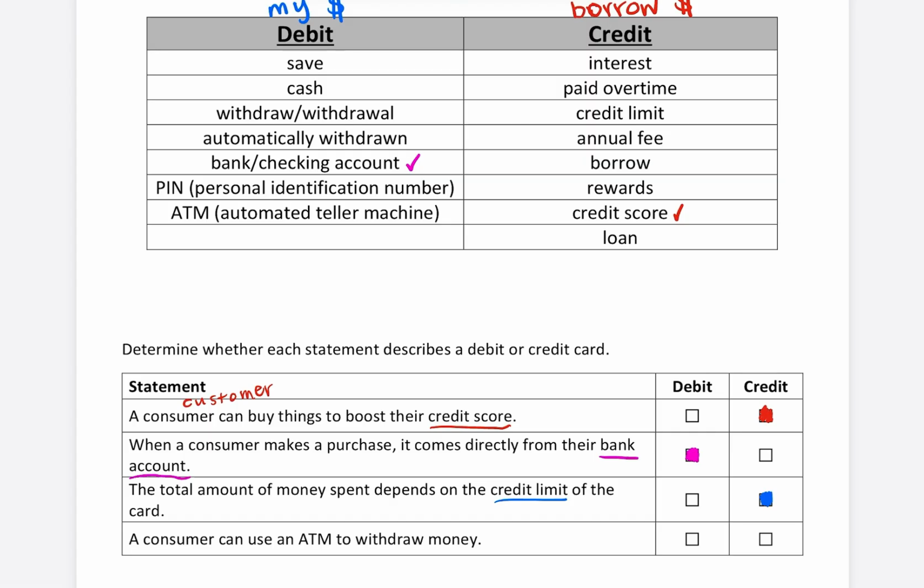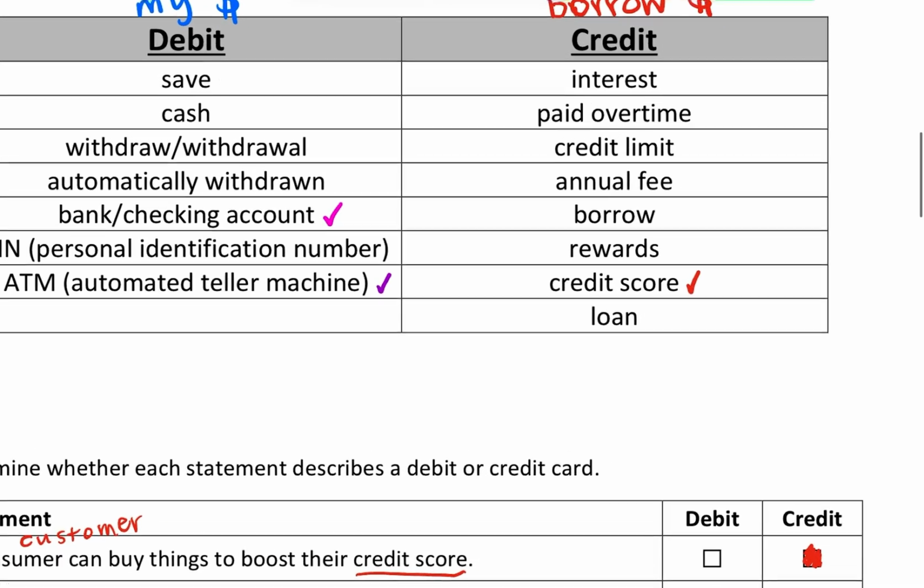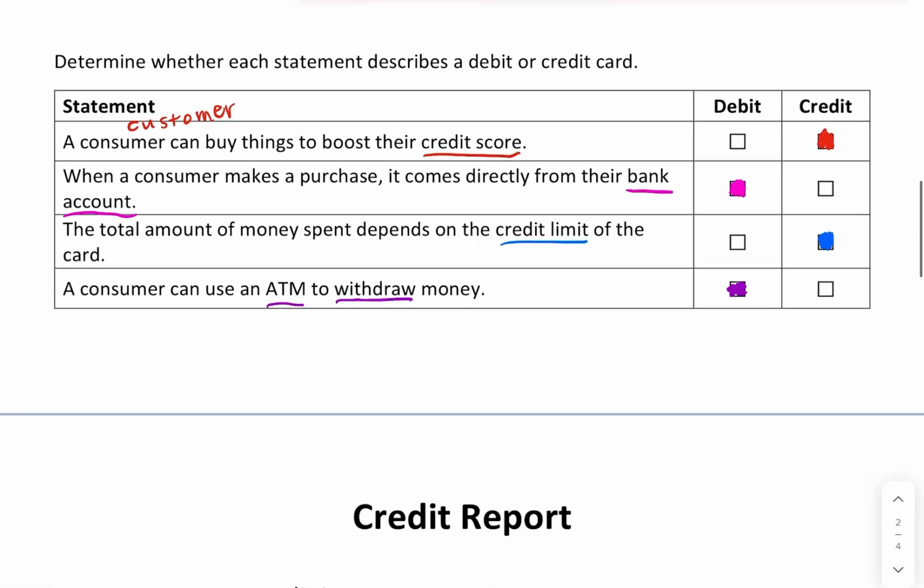And then that very bottom one, a consumer can use an ATM to withdraw money. And an ATM, if you've ever been to the Allsups down the road, it says ATM, that means you can go in and get cash. So that is my money, so that would be debit. And that is what we're doing with debit and credit. So debit, my money, credit, borrowed money. All right, let's go to the next page.